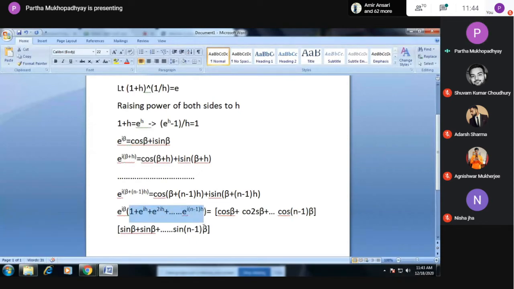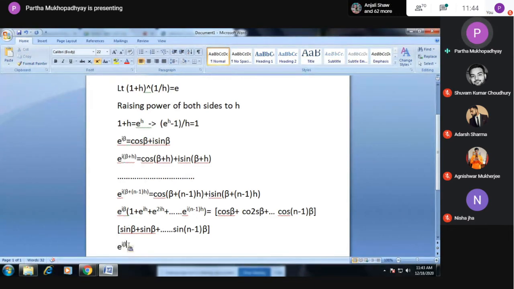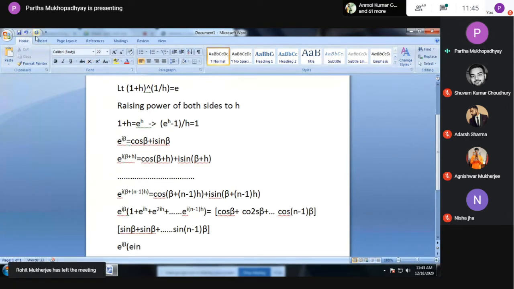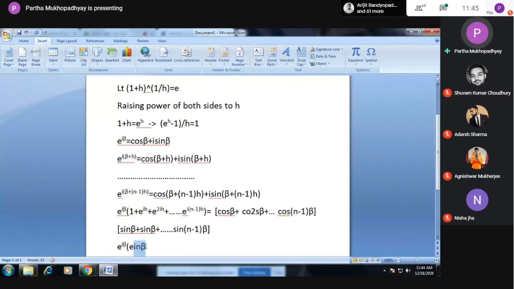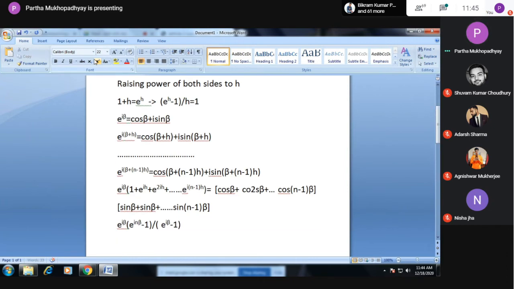This part. So you have this, we have this as, what is the sum? Tell me. E to the power i beta into, what is that, e to the power n i beta, in the numerator, then minus 1, total thing, divided by e to the power i beta minus 1, okay?